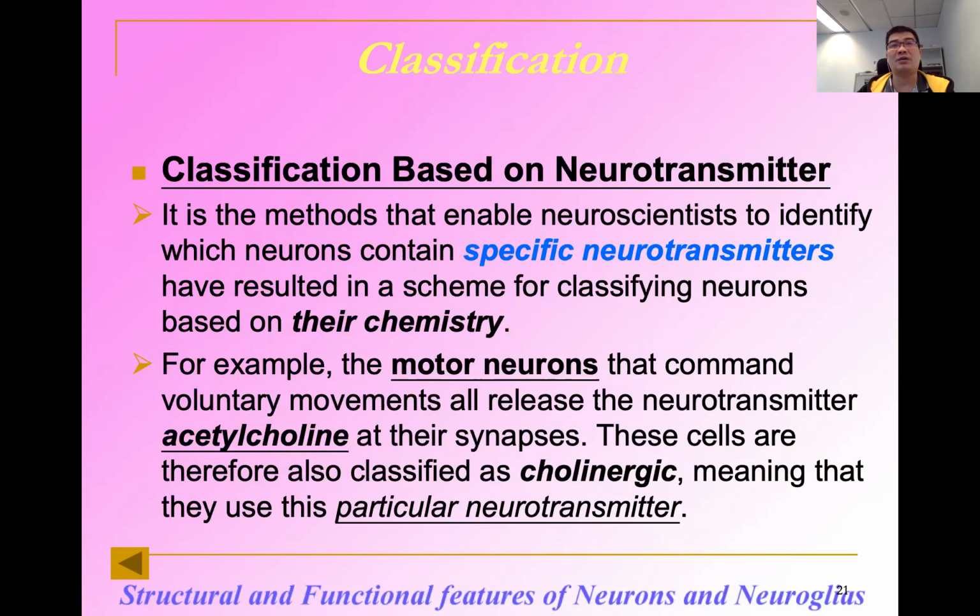When we talk about those neurotransmitters, one of the examples is the cholinergic. In the motor neurons, the neurotransmitter used is acetylcholine. So those motor neurons have a specific enzyme to produce acetylcholine. Usually those neurons we call cholinergic, which means they use acetylcholine as their neurotransmitter. That's the reason why we call it cholinergic.